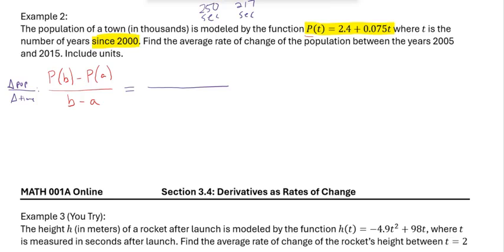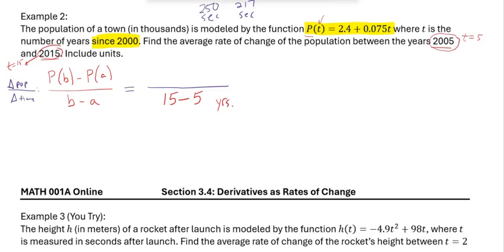So we want to know between the years 2005 and 2015. But notice that it says t. T is the input into the function right there. T is the number of years since 2000. So that means that the year 2005 will correspond with t equals 5 years, and the year 2015 will correspond with t equals 15, because it's talking about years since 2000. So our b minus a is 15 minus 5. You could have done that in your head, I know, 10 years.